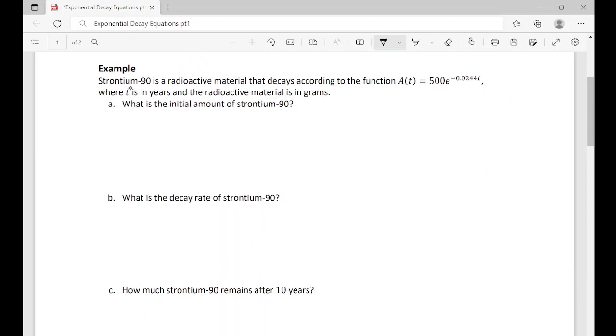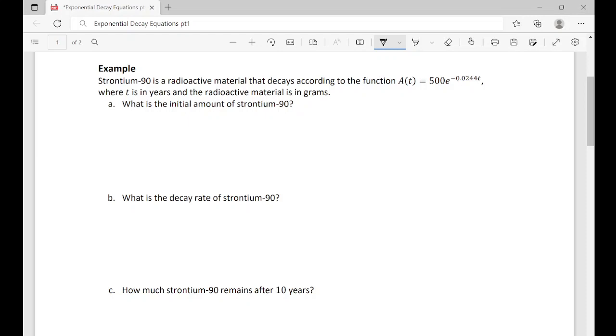Here we have strontium-90, a radioactive material that decays according to the function A(t) = 500e^(-0.0244t), where t is in years and the material is measured in grams. So what is the initial amount of strontium-90?